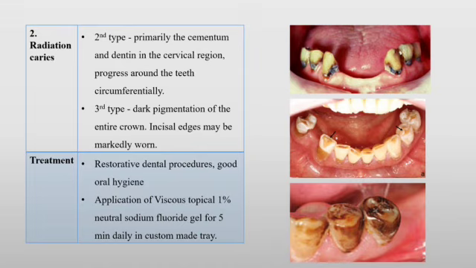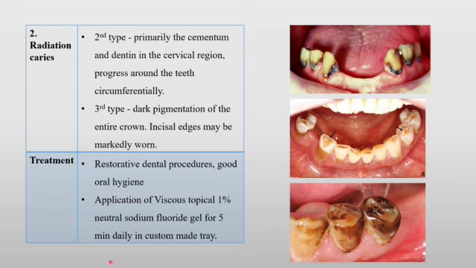Here you can see the second type, in which primarily the cementum and dentin in the cervical region are affected, and you can see it progressively affects the teeth circumferentially. The third type is dark pigmentation of the entire crown. Incisal edges may be markedly worn.